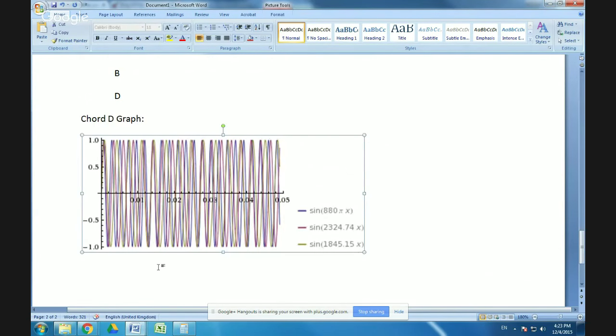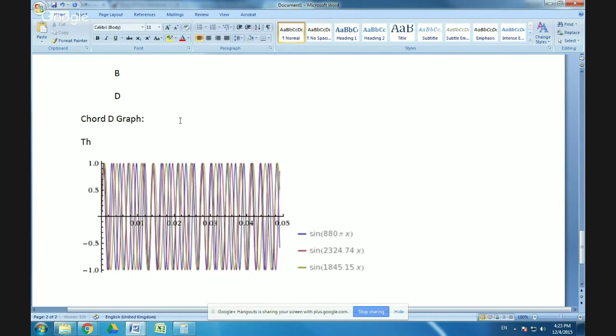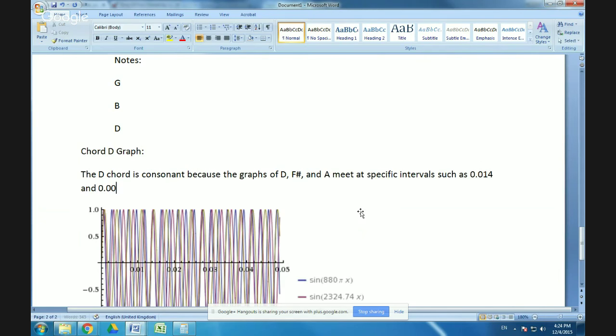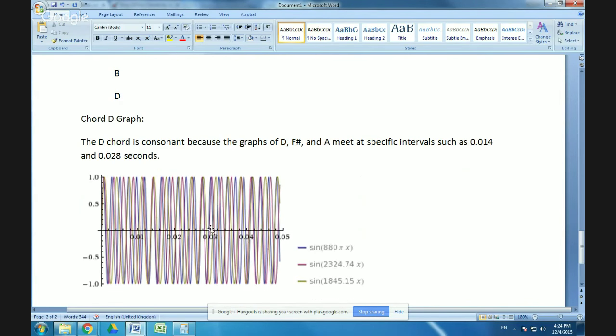And then you can go into the explanation. The D chord is consonant because the graphs of D, F sharp, and A meet at specific intervals such as, and we can see 0.014, 0.028, that's how you graph together. Then that's all the notes together.